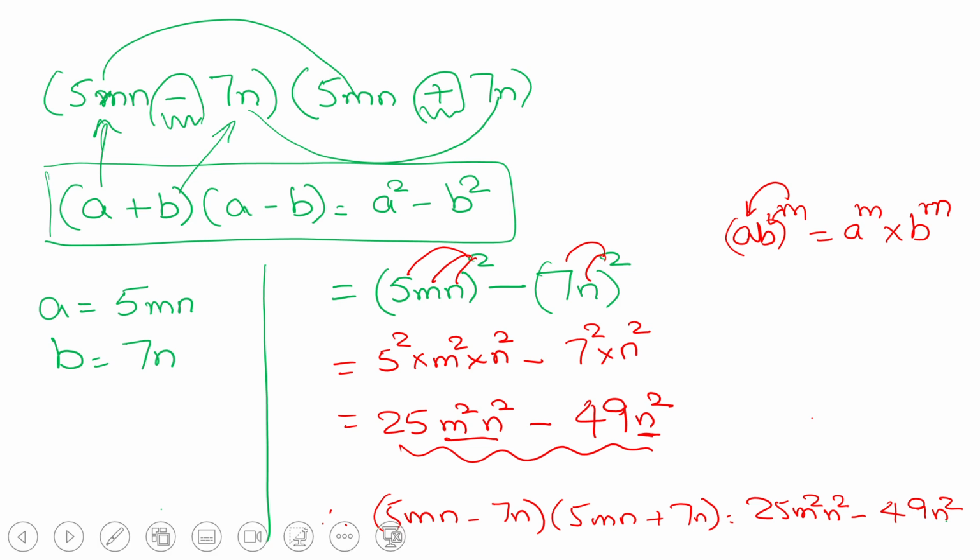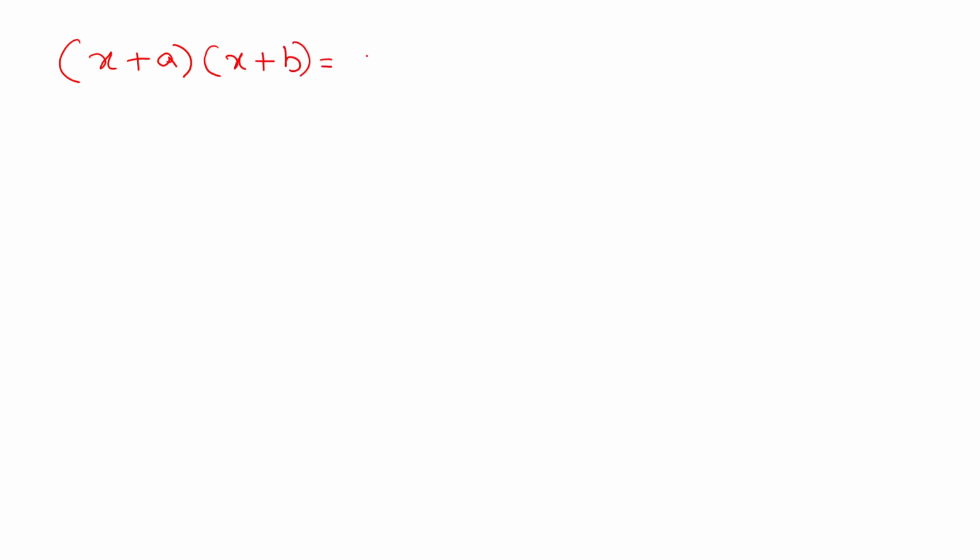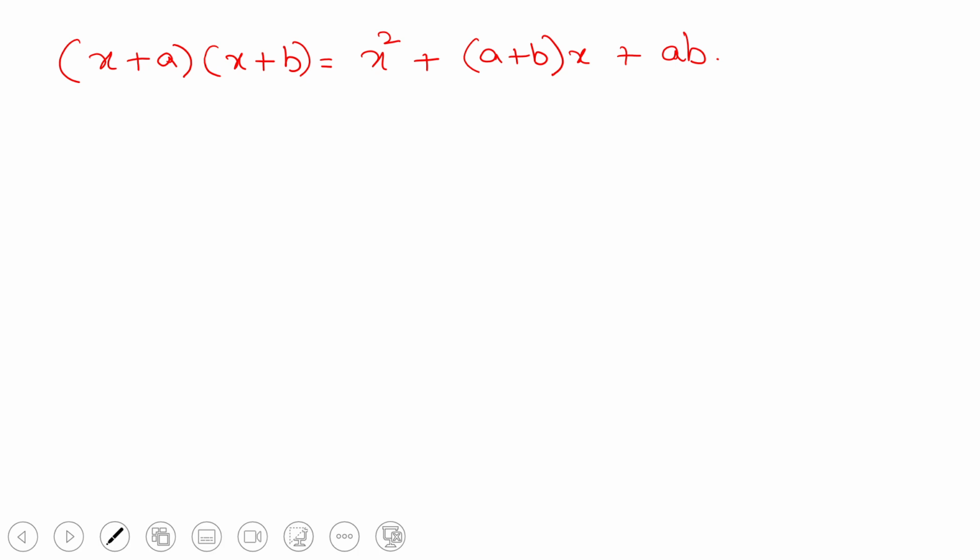Understood, my dear students? So now let us see the next one, the algebraic identity which we have learnt, which is nothing but x plus a times x plus b equals x square plus a plus b times x plus ab. So what can you observe here? Sir, we can observe that the first terms are equal and the second terms are different, and you have the same sign. Okay, so now what to do, sir?